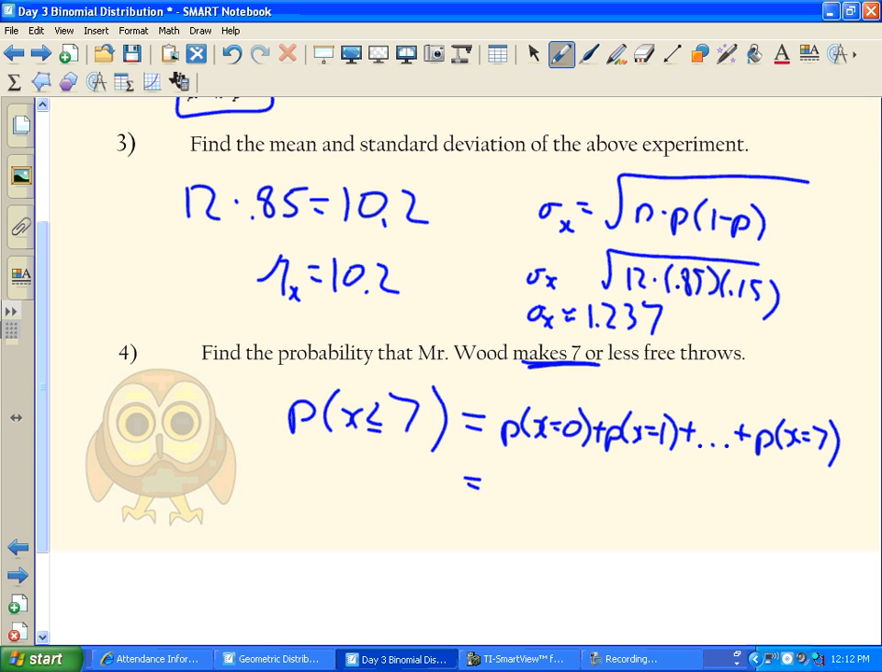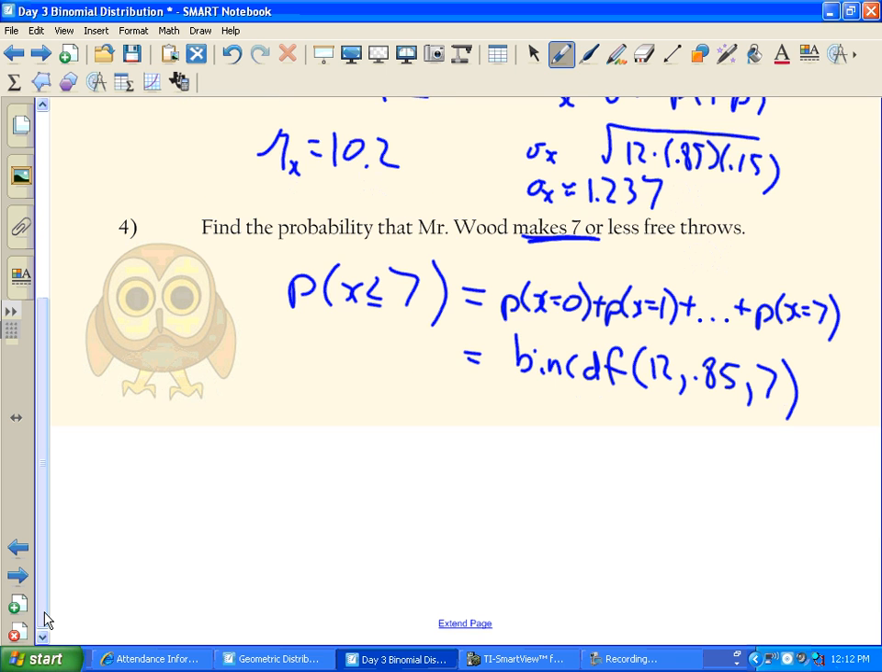And then write this. Show me the calculator language. They are starting to allow calculator language as methods of showing work. So if this was a problem in the AP exam, this is what you would need for full credit. binomcdf, and then give me 12, 0.85, 7. That shows you know what the calculator is telling you. Then you're going to use your calculator to do it. And then you're going to report that the probability that I make 7 or less free throws is, and whatever that decimal approximation is. 0.0239.